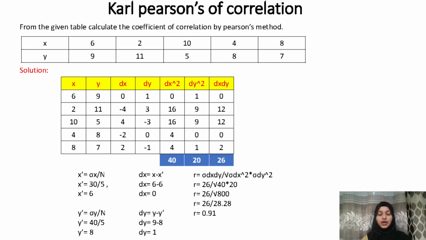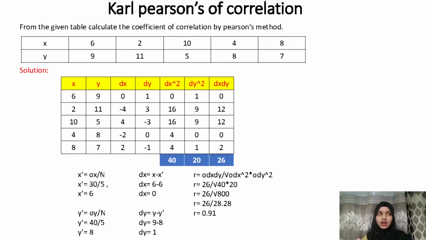Now I will discuss Karl Pearson's coefficient of correlation and solve some problems. In correlation analysis, if two variables are given, we discuss what the relation between the two variables is in this chapter. Correlation analysis has three parts. First one is positive correlation, second one is negative correlation, and third one is no correlation.